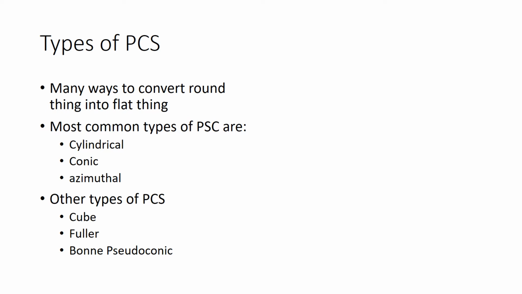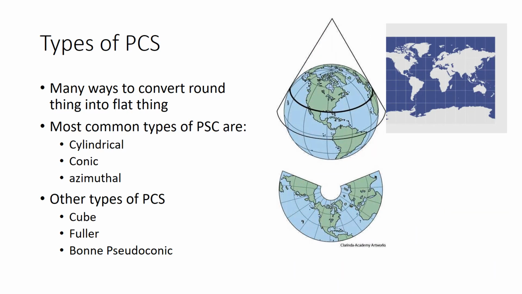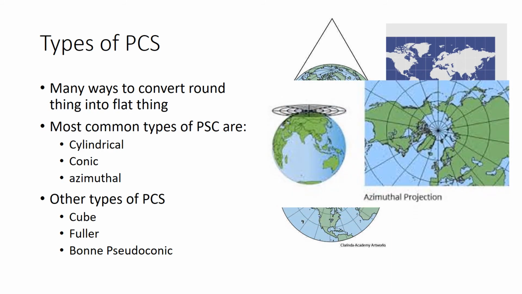Lots of different types of PCSs. You need to know that there are more than one, like cylindrical, conic, and azimuthal, and what those terms mean. I'm not going to go into the cube, the Fuller, and the Bonne pseudoconic. That's a cylinder. That's a cone. That's azimuthal.